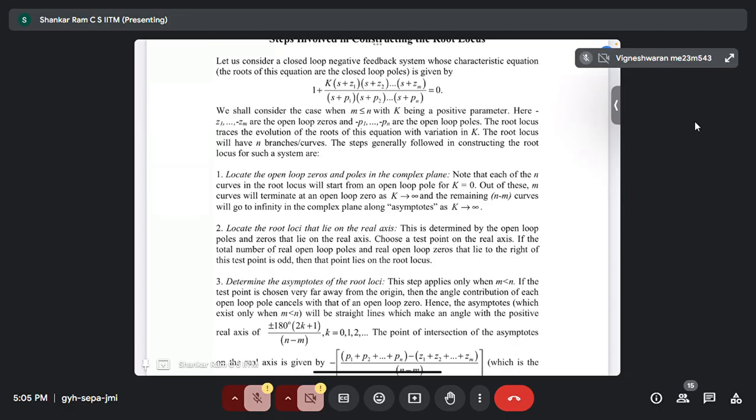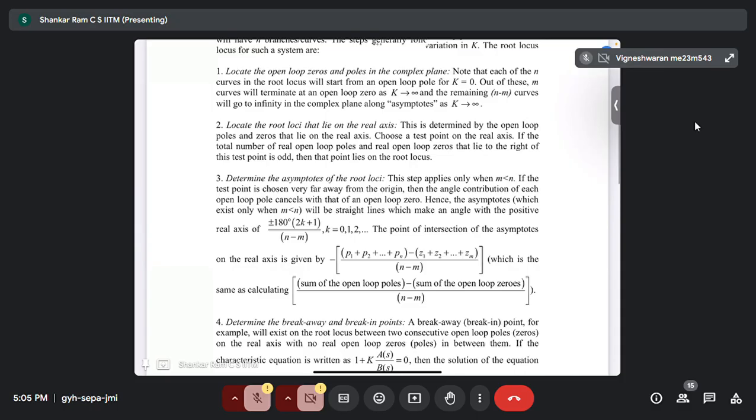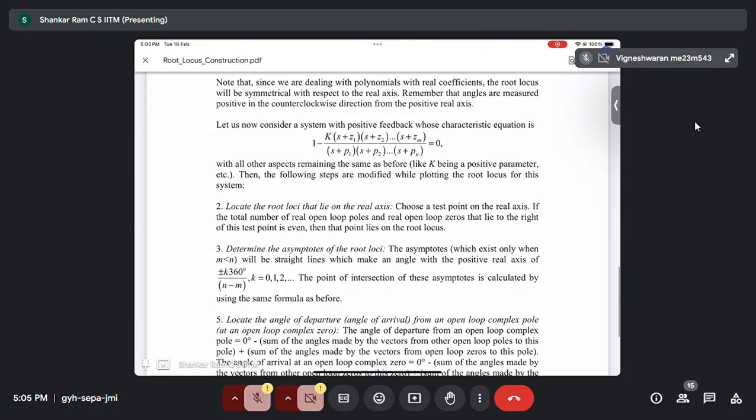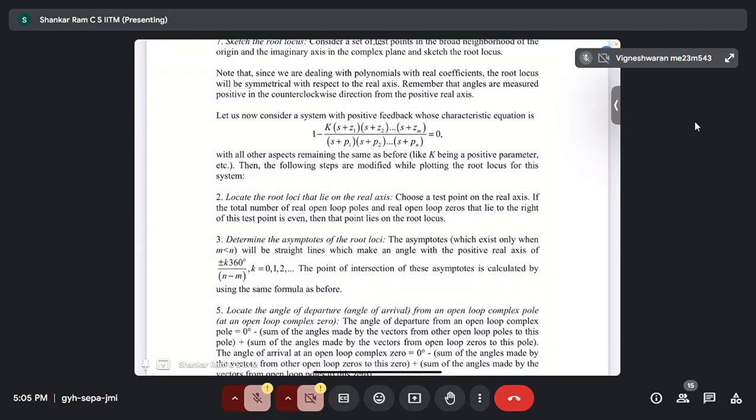The test point lies on the root locus. But now with negative feedback, step number 2 changes. So now in the same document on the second page, we would have listed what are all the steps that change with positive feedback, right?